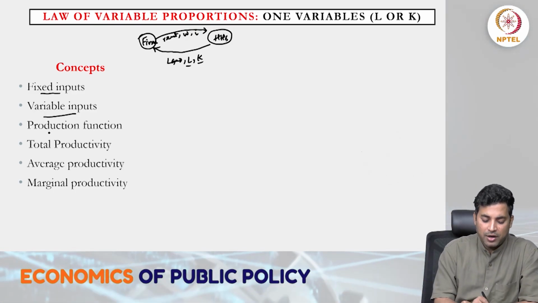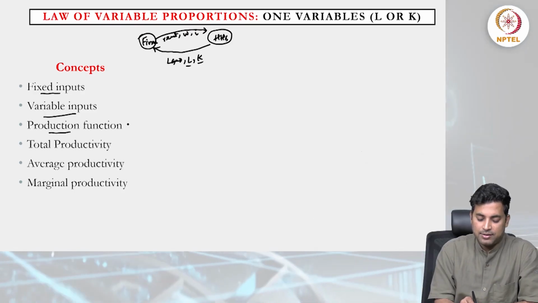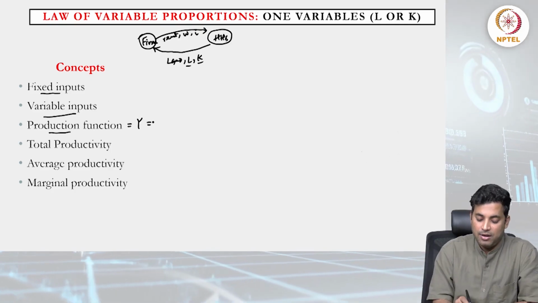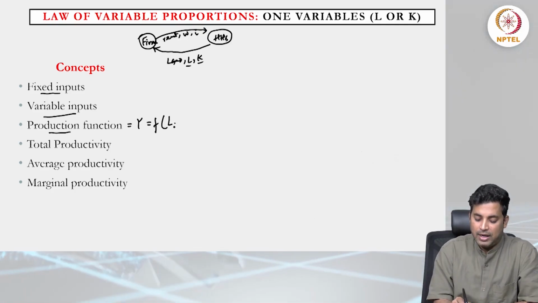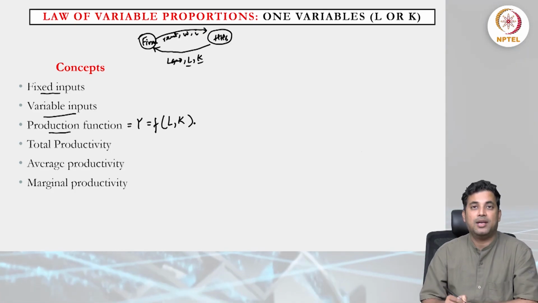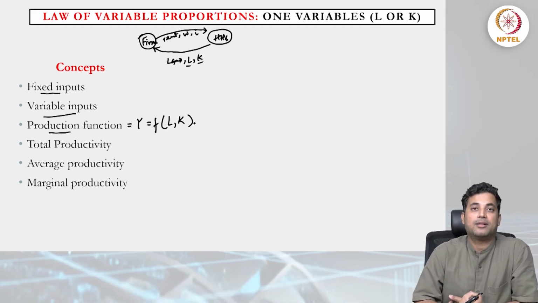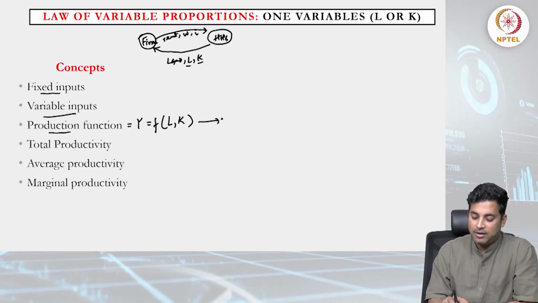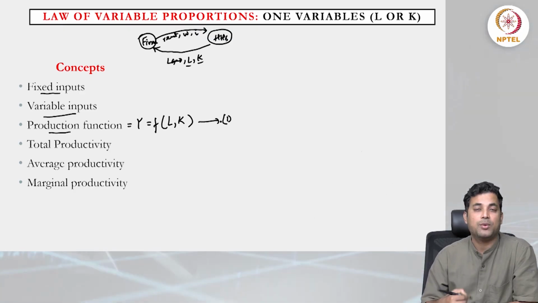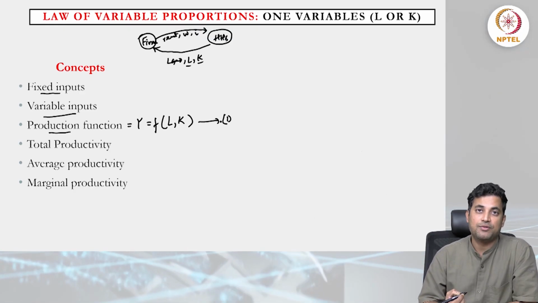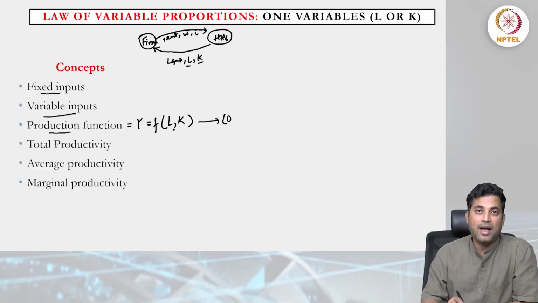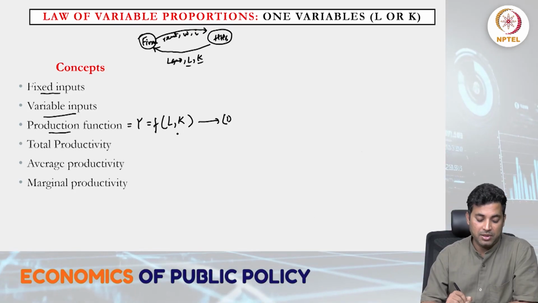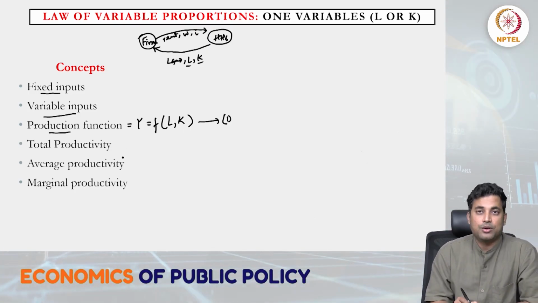So how will the production function look? Suppose the production function, which we are referring to as capital Y, is a function of labor and capital, and we are keeping all other factors constant under ceteris paribus conditions. If I give it as equation 1, then equation 1 is the production function for the farm, where labor and capital are the two variable inputs. So now, what is total productivity?